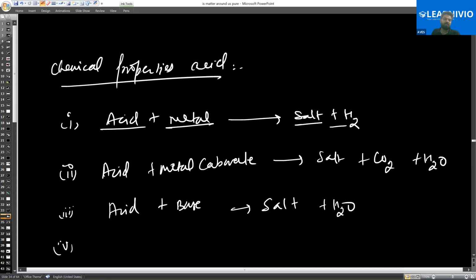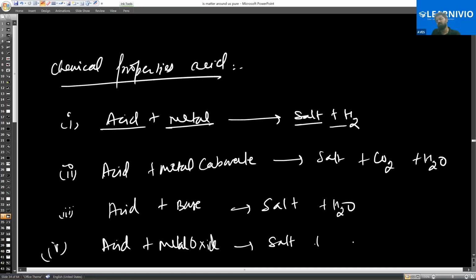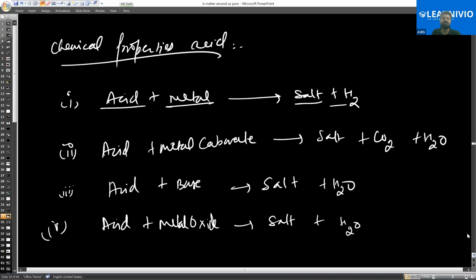And the fourth property is acids when they react with metal oxide give you salt plus water. Okay. Try to write down two examples of each, fast. Okay, sir.